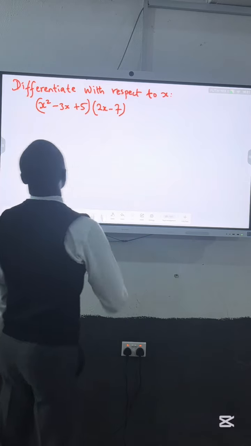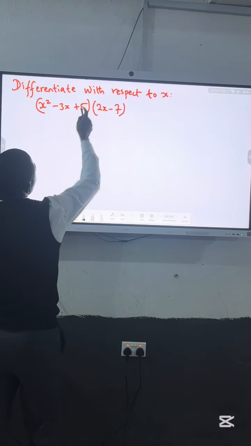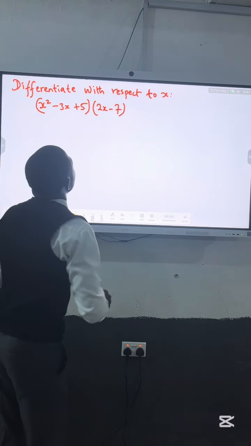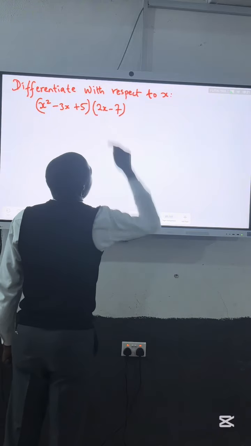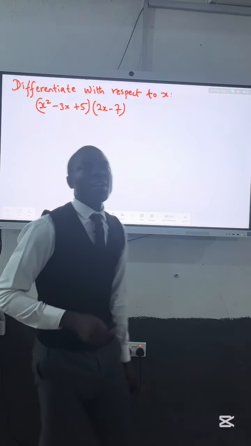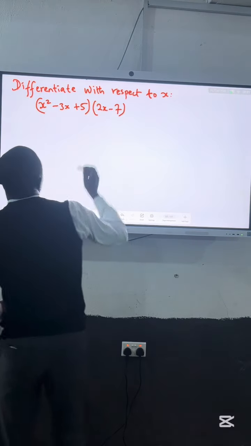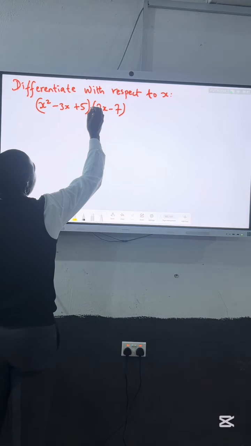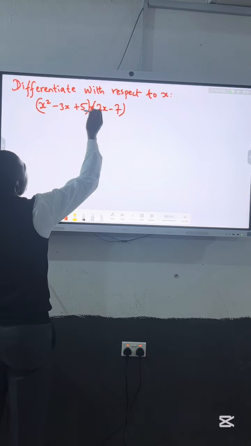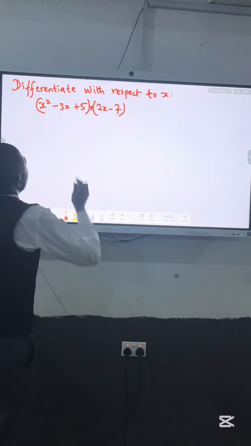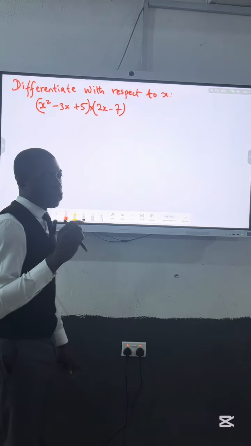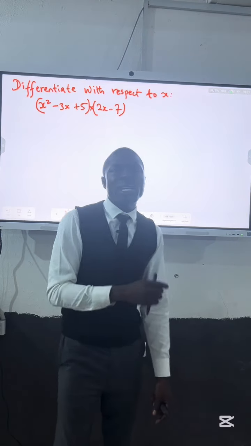What are you to differentiate? You have x squared minus 3x plus 5 all in brackets multiplied by 2x minus 7. If you check very closely, you realize that they are multiplying the two functions. There is a hidden multiplication sign in between these two brackets. They are multiplying, and product is the result of multiplication in mathematics.